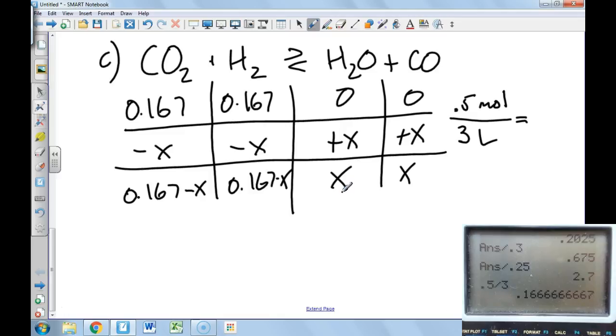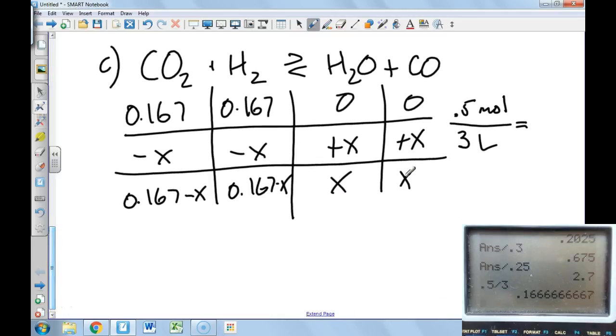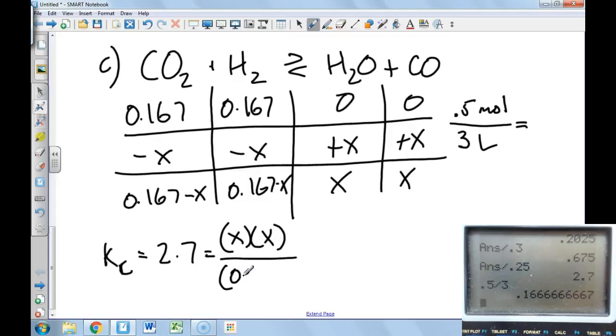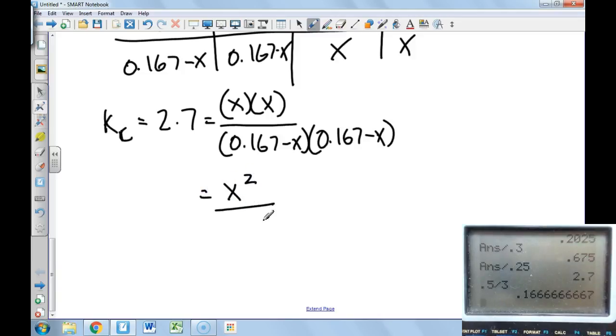Now, to solve for x, let's make sure we answer the question. It says, calculate the equilibrium concentration of carbon monoxide in moles per liter at this temperature. So we want to determine what x is. We know that Kc equals 2.7, which is going to equal the products, x and x, over the reactants, 0.167 minus x, 0.167 minus x. To simplify that, that gives us x squared over 0.167 minus x, squared. Now, why do we use the 5% rule? We use the 5% rule to make math easier.